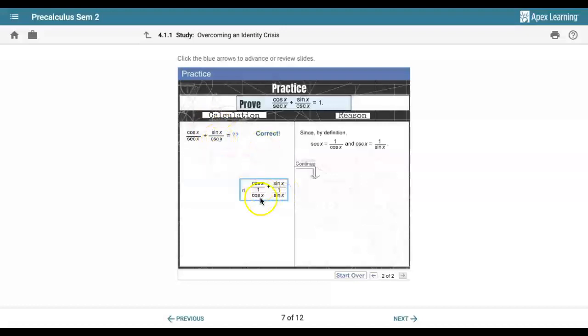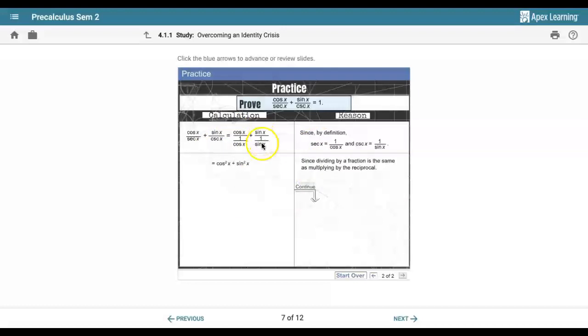So I'm left with cosine x over 1 over cosine x, and sine x over 1 over sine x. Again, they skipped a step here, but we know that when we divide by a fraction, it's like multiplying by the reciprocal. So I'm left with cosine x times cosine x and sine x times sine x, which gives us this problem here.